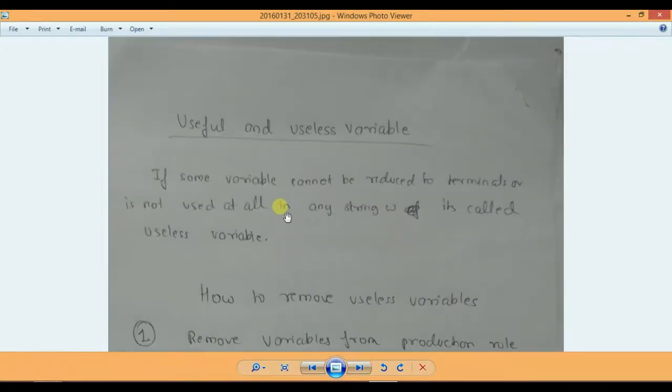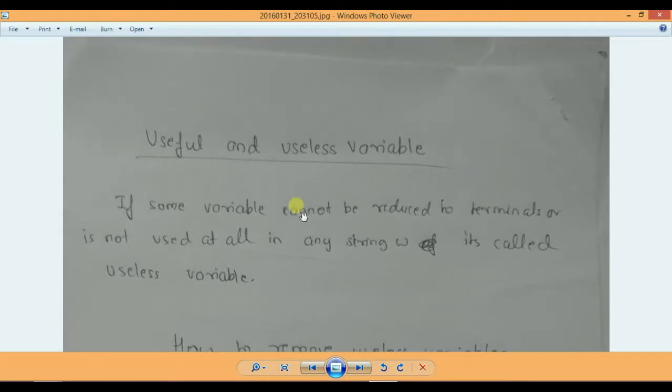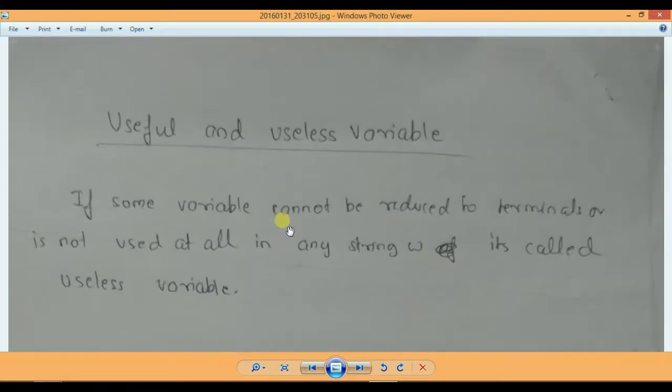Useful and useless variables. Well, we have not come across an example as of yet where a certain variable is not used at all. If in the grammar the variable is not used for making any string whatsoever, then that variable is known as a useless variable because it's not used at all. Let's read the definition once.